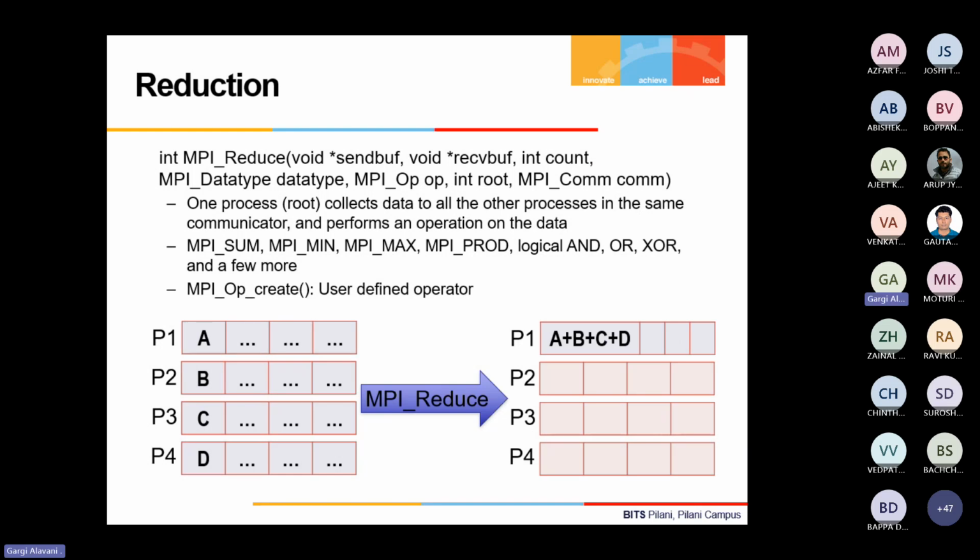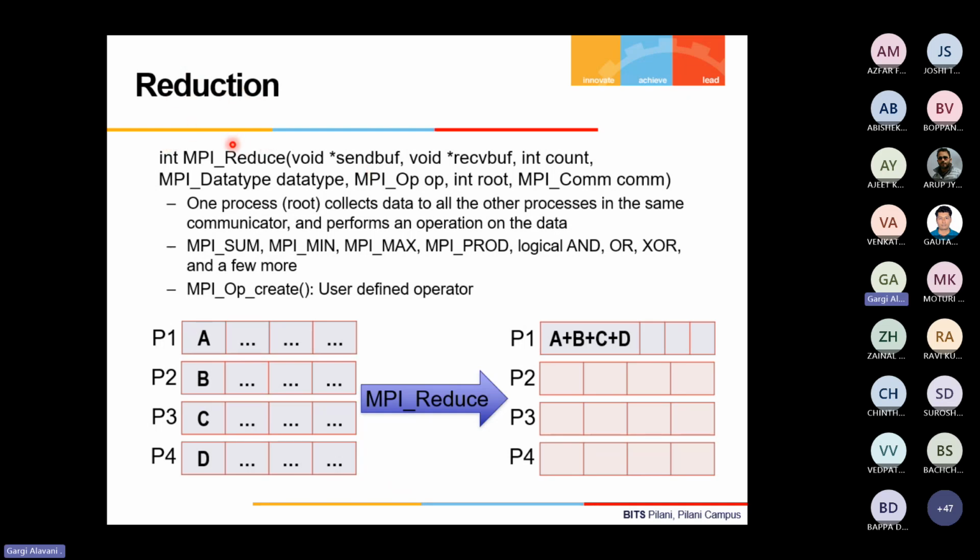MPI reduce is another function which you can use. Now here what is happening? The data that each of them had is collected and a function is applied. The function could be any function, as you can see here. It could be MPI sum, it could be finding a minimum, it could be finding a maximum, it could be finding the product of all the elements. It could be AND of all the elements, or it could be OR, XOR, and there are a few more functions which you can use with this reduction function.